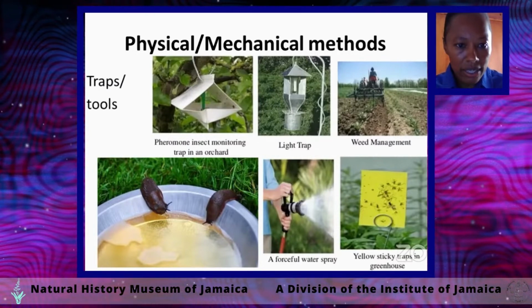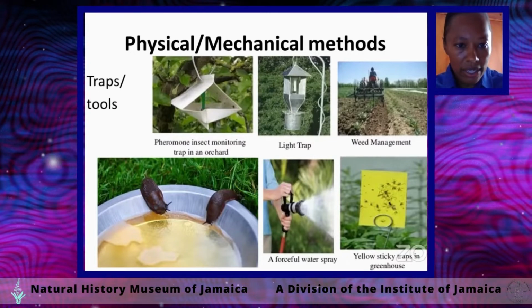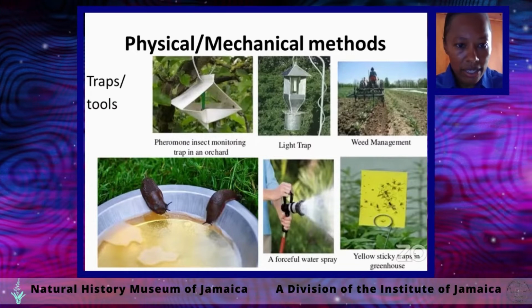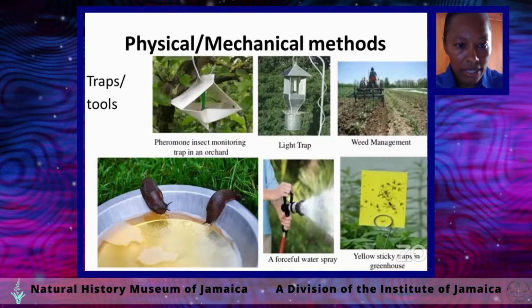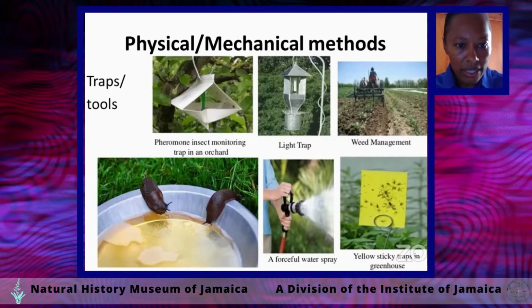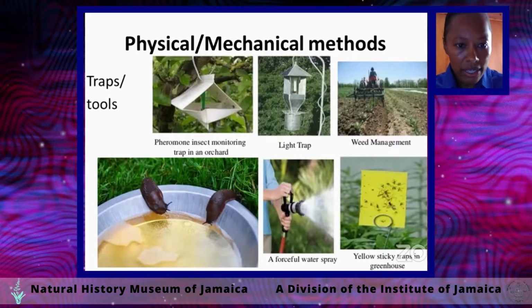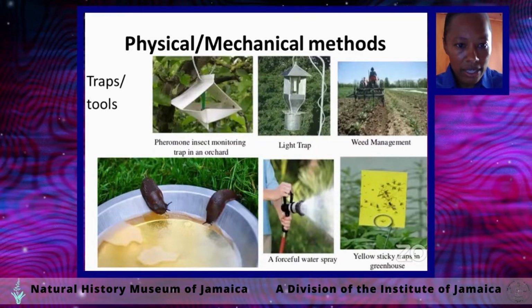And it can be used just by itself, killing the insect with the use of electricity, just electric shock, or it can be used in combination with water, similar to the pheromone trap, right?